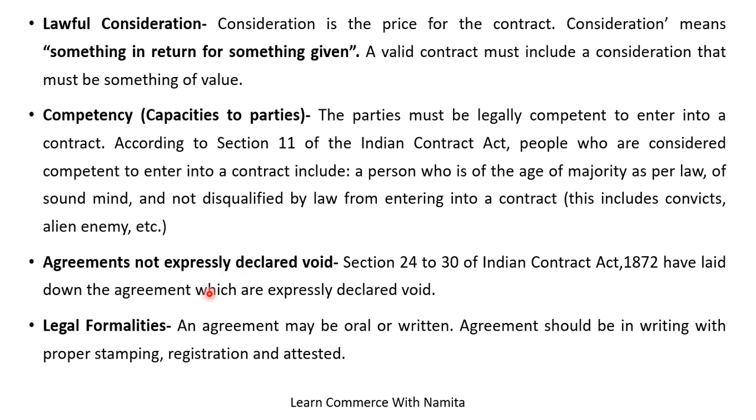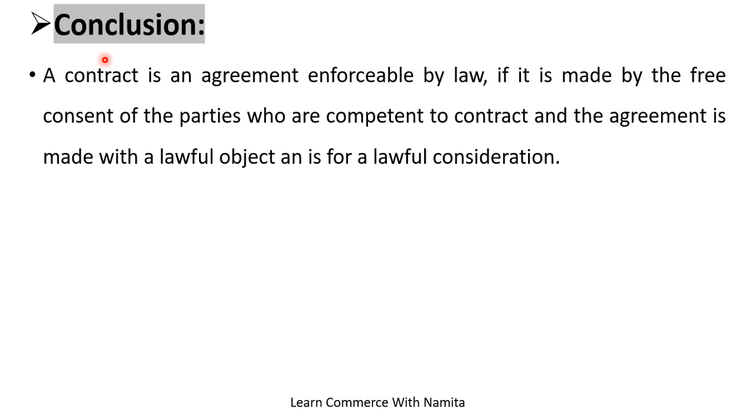Now these were all the legal essential elements of a valid contract. Now conclude your answer with a proper conclusion. A contract is an agreement enforceable by law if it is made by the free consent of parties who are competent to contract, and the agreement is made with a lawful object and a lawful consideration. So in this way you have to conclude your answer.